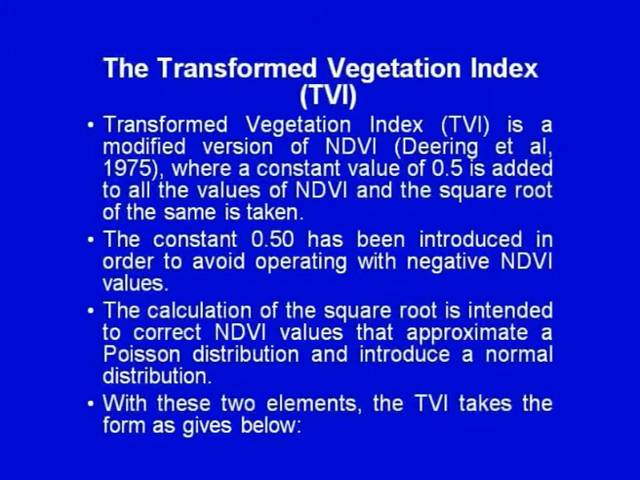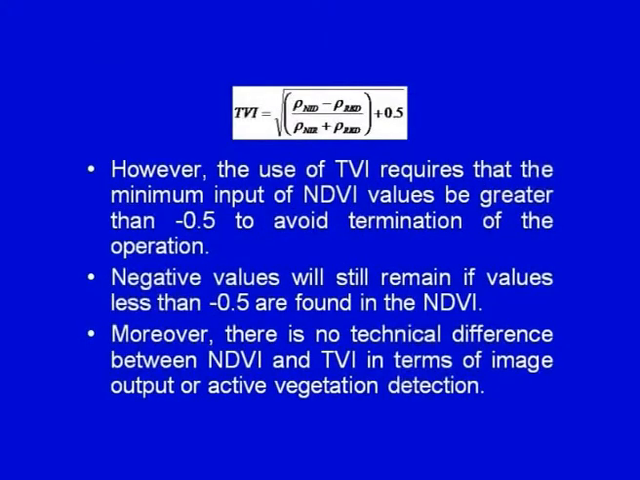The calculation of the square root is intended to correct the NDVI values that approximate a Poisson distribution and introduce a normal distribution pattern. With these two elements, the TVI takes the form as shown here, where TVI is nothing but the square root of the NDVI plus 0.5. However, the use of TVI requires that the minimum input of NDVI values be greater than -0.5 to avoid the termination of the operation due to zero divide.